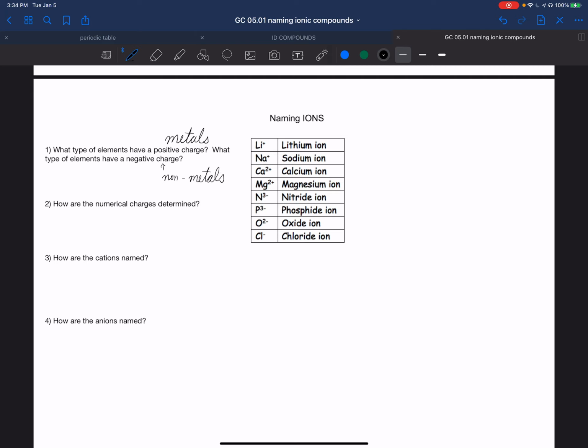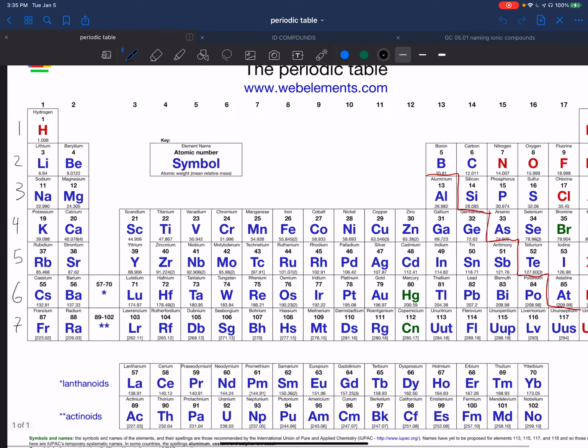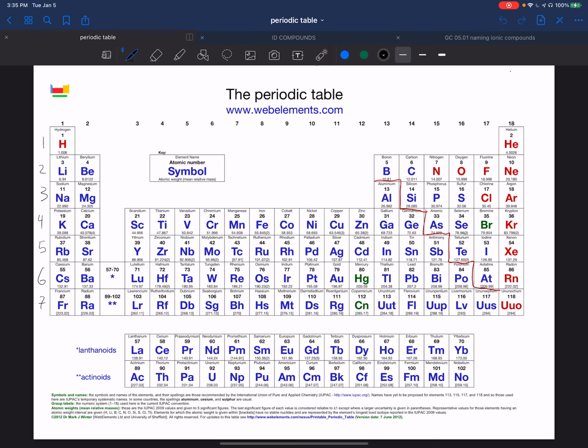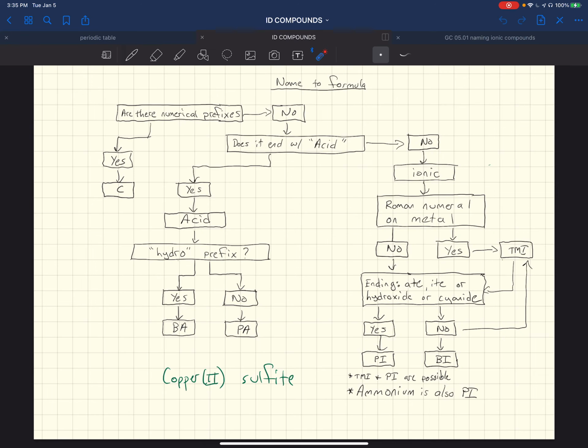How are the numerical charges determined? Well, that's distance from noble gas, right? So for example, magnesium's closest noble gas is neon. So magnesium needs to lose 2 electrons to be isoelectric with neon. Electrons have a negative charge, so magnesium ion has a charge of +2.